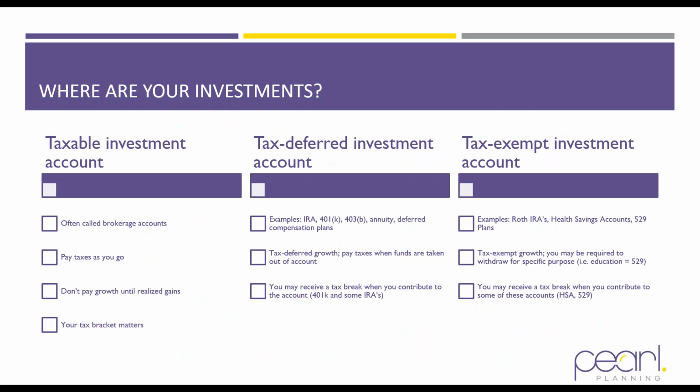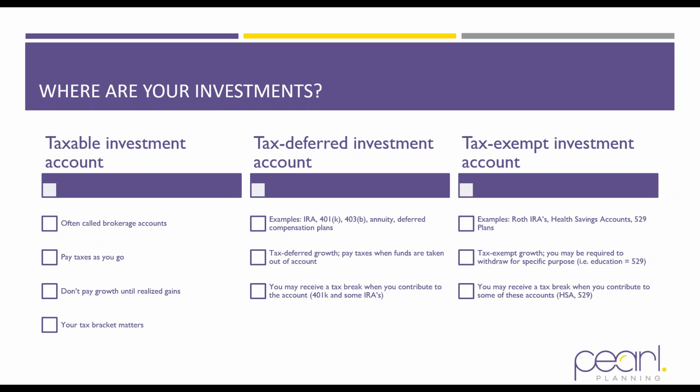Okay, so where are your investments? Oftentimes, we think of investing in buckets. So there could be a taxable investment bucket, a tax-deferred investment bucket, or tax-exempt investment buckets. And let's go over each. So the taxable investing bucket, often they could be called brokerage accounts, but you pay taxes as you go. So many of those previous examples, the municipal bond investing examples, qualified dividends, capital gains, all of those apply when you are invested in a taxable investment vehicle.